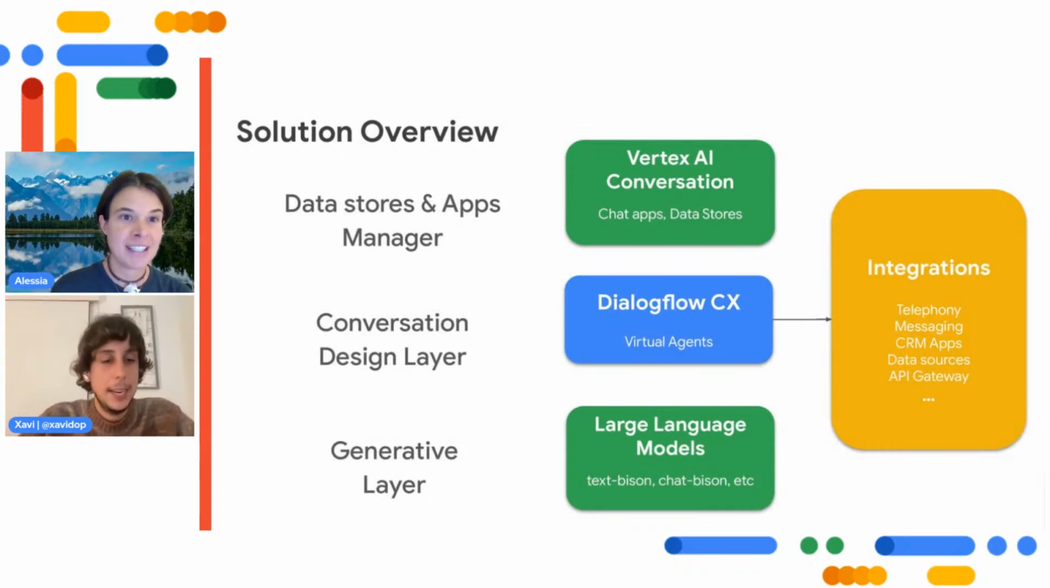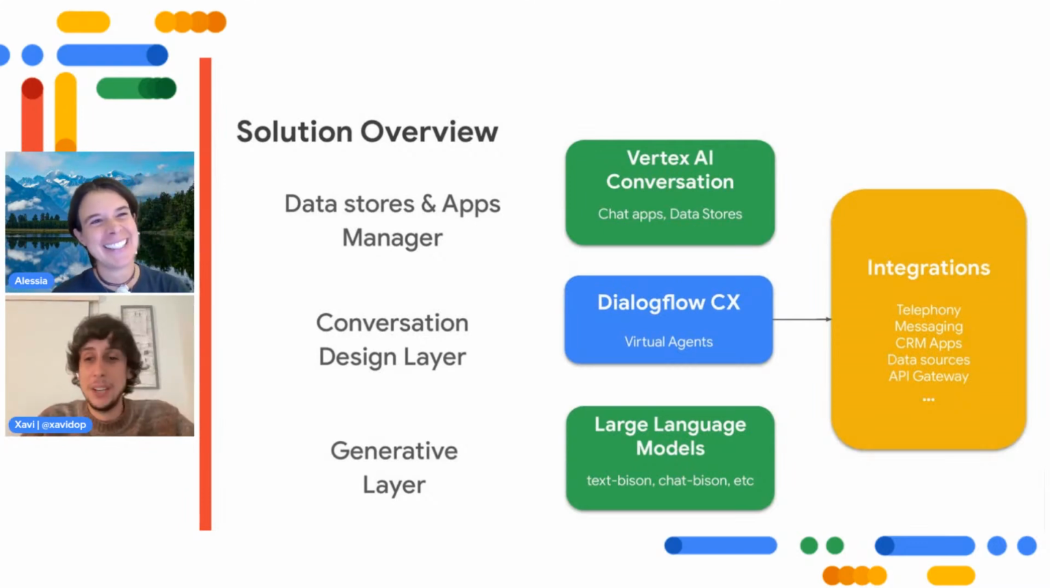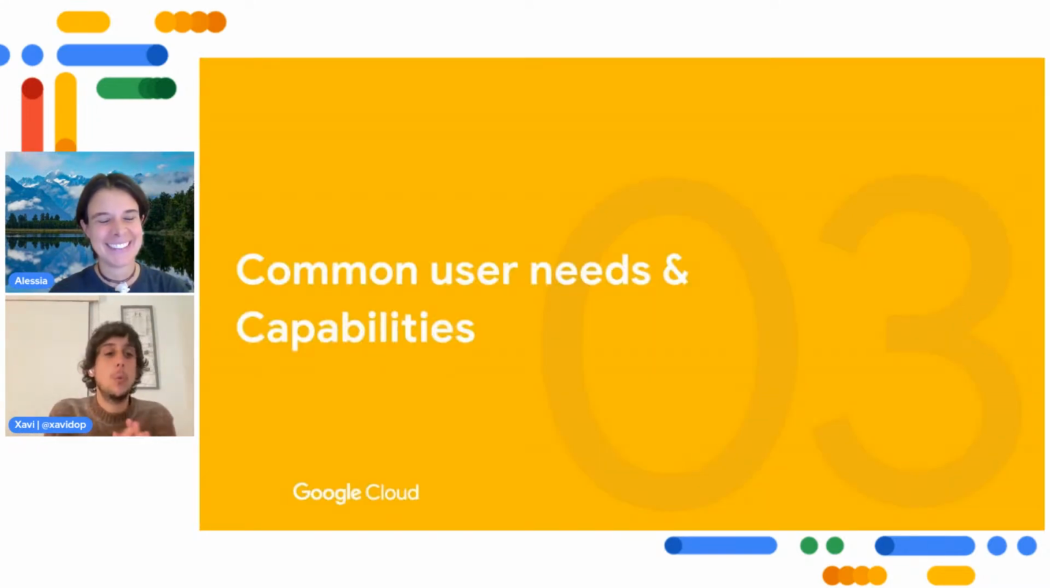Is that correct? Exactly. Dialogflow CX still remains the same in terms of our dialogue manager, but right now we have superpowers and new friends like Vertex AI Search and Conversation and large language models. And we like friends, so the more the merrier. Yes, it adds a lot of value. So with that being said, what are the common user needs, the problems that we have heard, and the capabilities, basically.